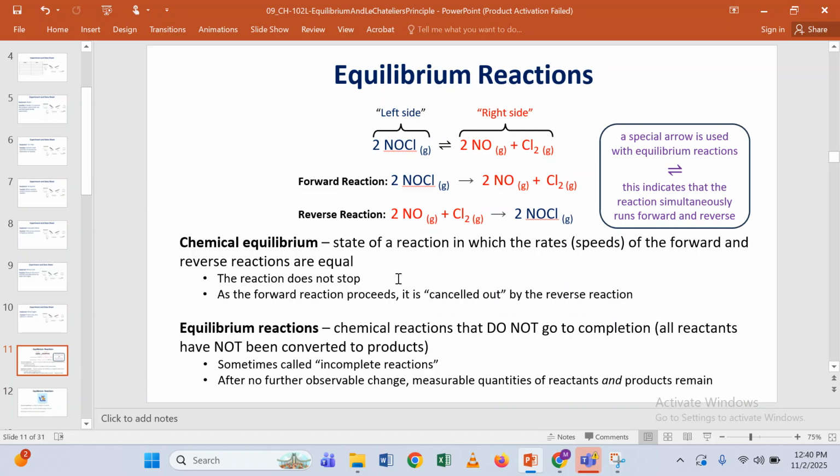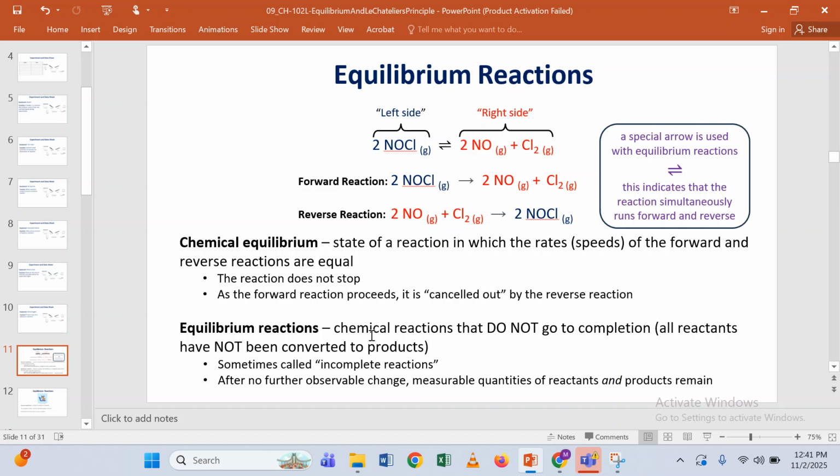So this is a very important concept. The reaction never stops. It is always moving. The speed of the forward reaction, left to right, is equal to the speed of the reverse reaction, right to left. As the forward reaction proceeds, it is canceled out by the reverse reaction. So these are what we call equilibrium reactions.